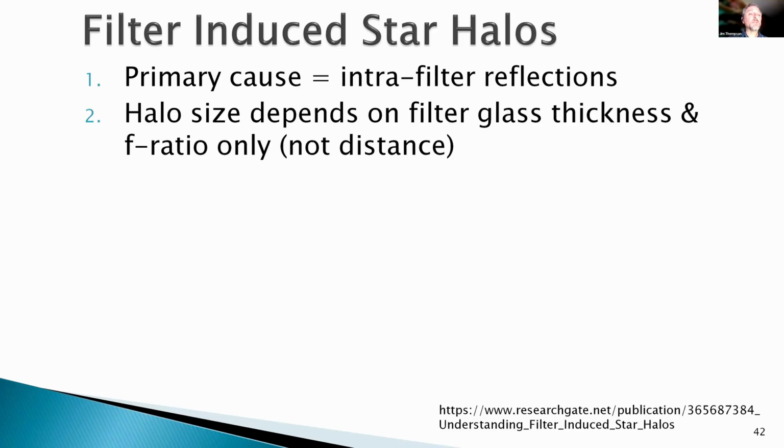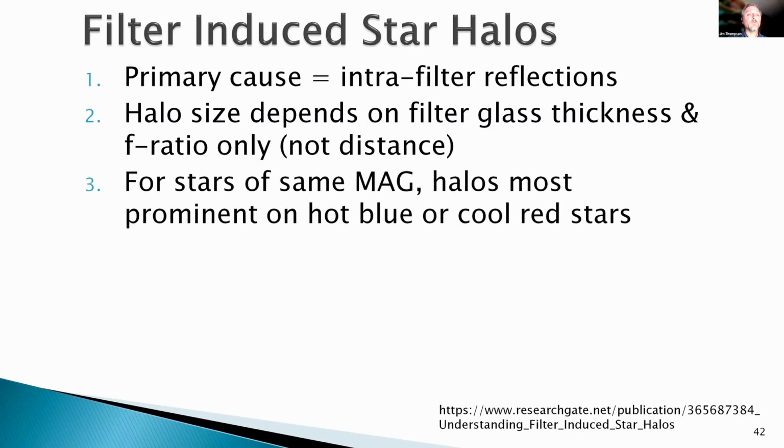Finding number 2 is that halo angular size depends only on the filter glass thickness and the optic's F ratio. Thinner glass and longer focal lengths produce smaller halos. Distance to the sensor has no impact on the appearance of the halo. Finding number 3 is that for stars of the same visual magnitude, those with either very hot or very cool surface temperature tend to produce more prominent halos than stars with moderate temperatures.